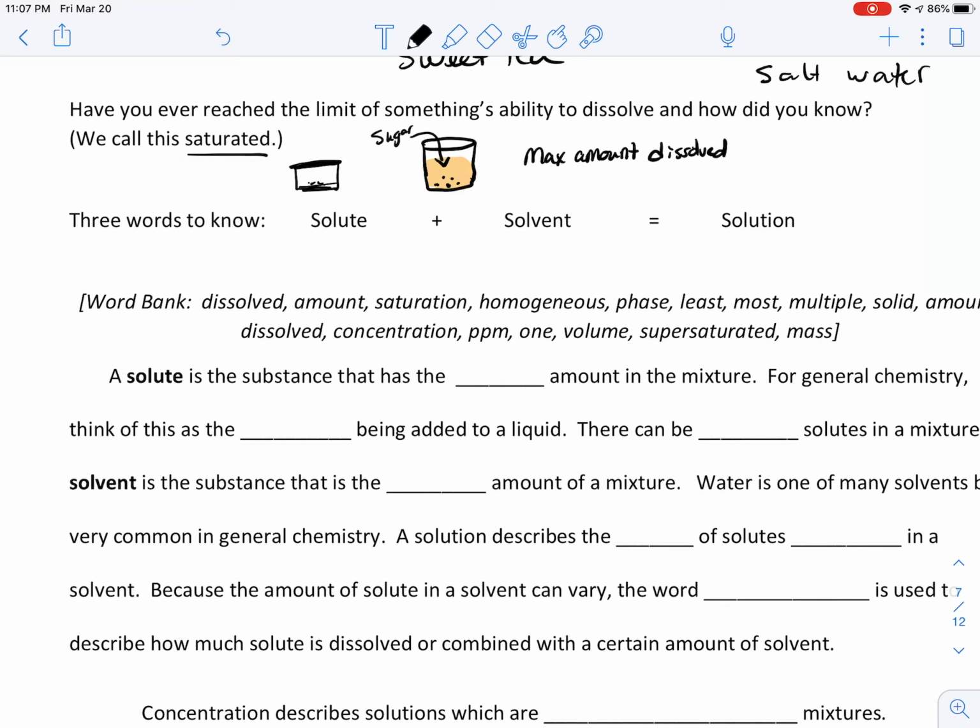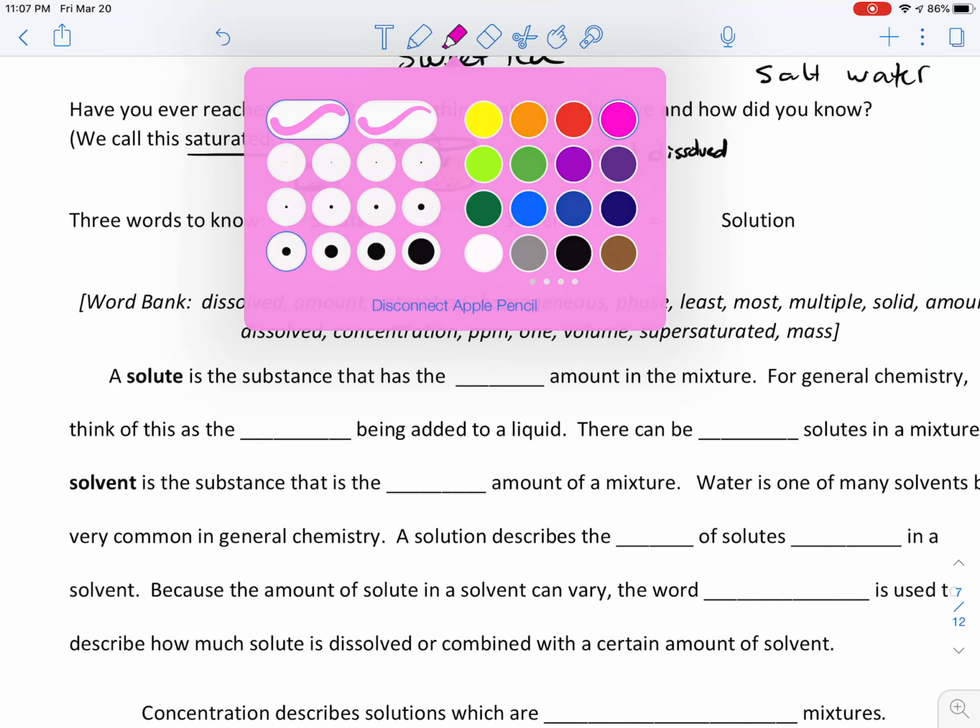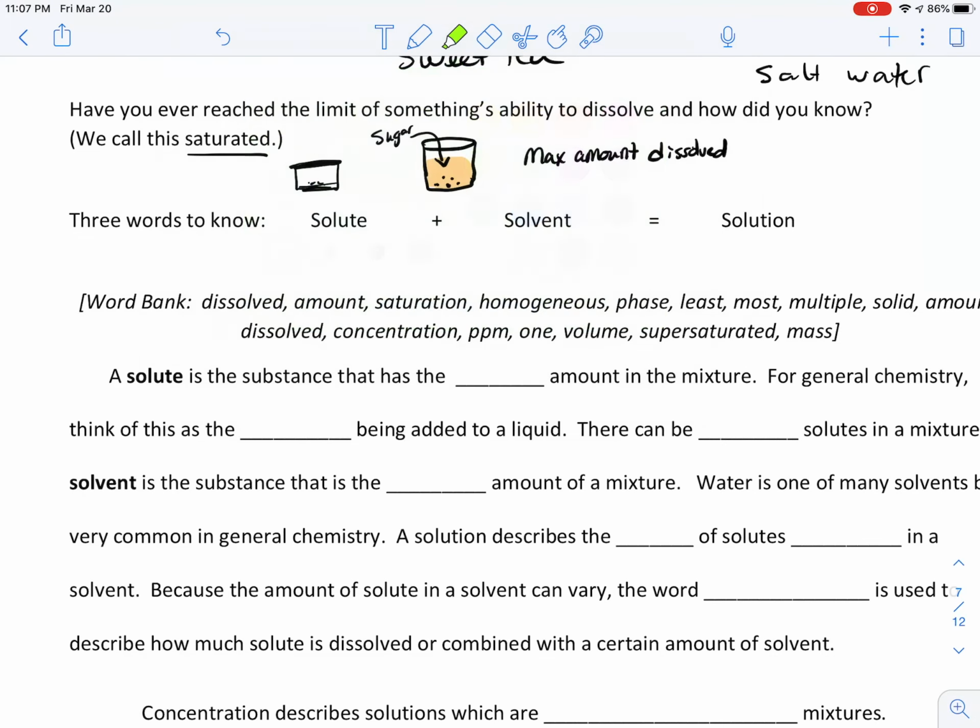So we want to mention 3 words: solute, solvent, and solution. I know these all sound similar. They all start the same way, and you're like, how am I supposed to remember these words? They all even have multiple similar letters. So this is how I remember them. If you look at solute, I'm going to use the green. We count these letters: 1, 2, 3, 4, 5, 6. This one has 6 letters.